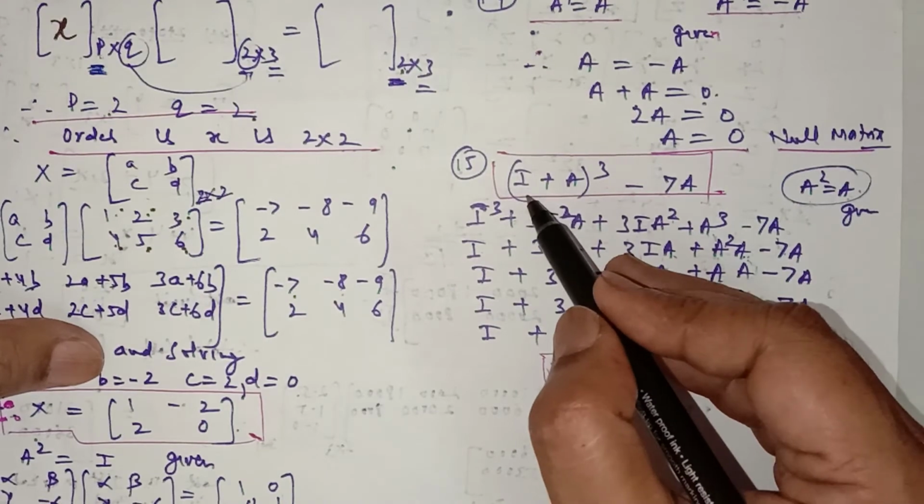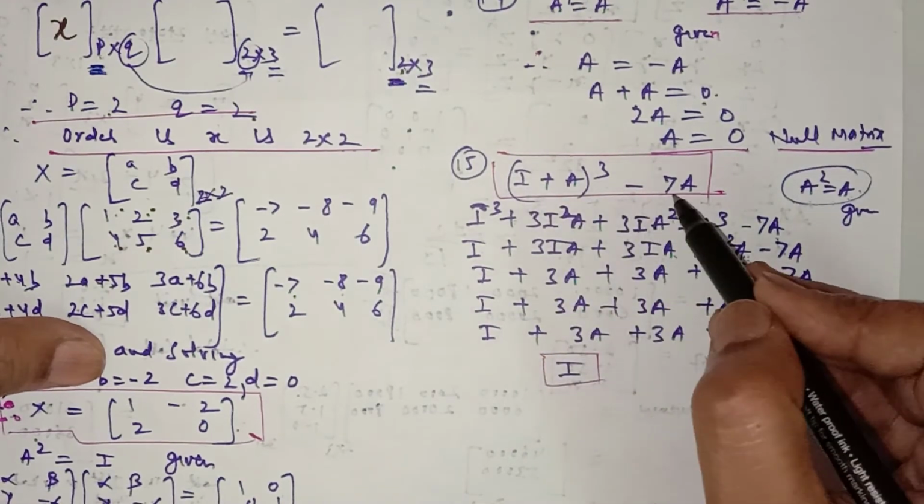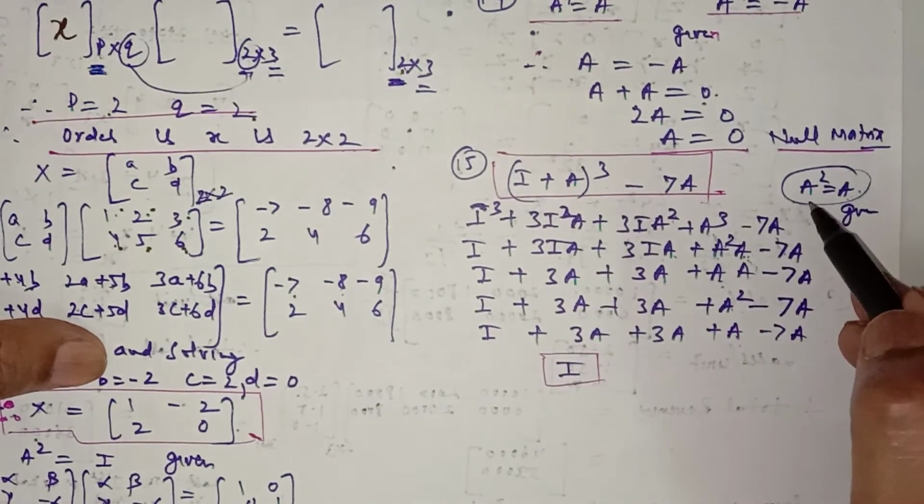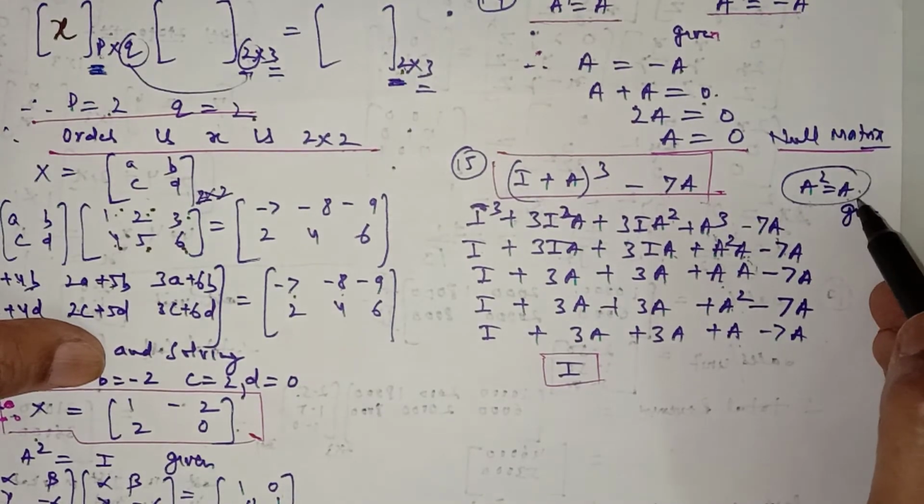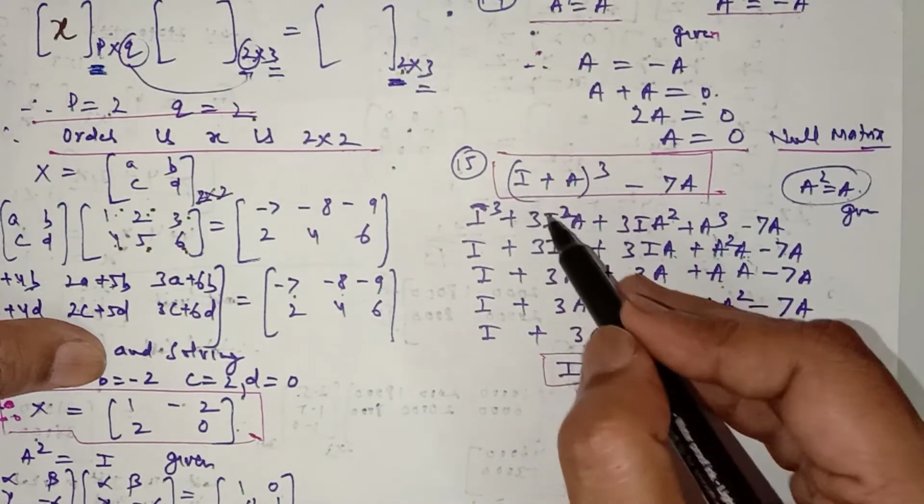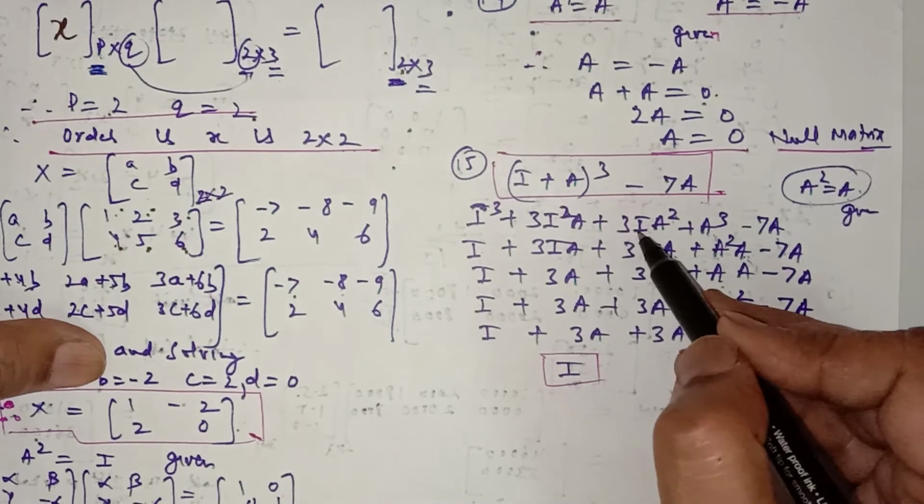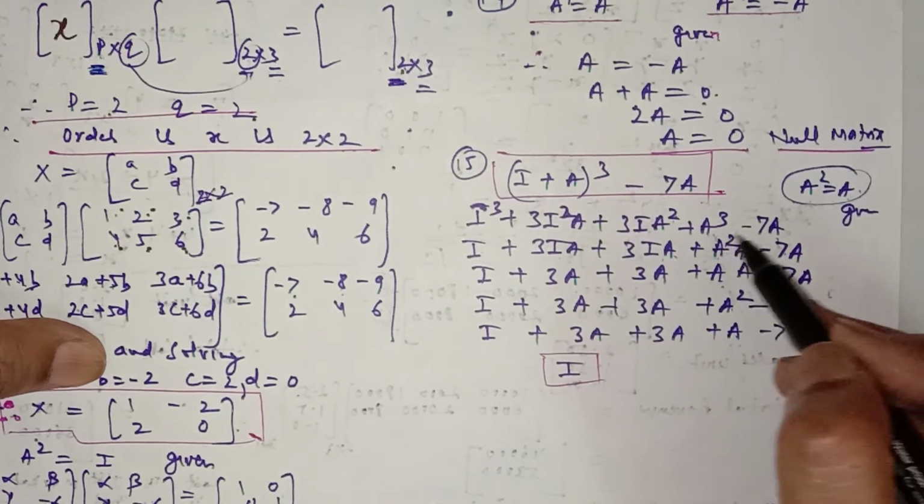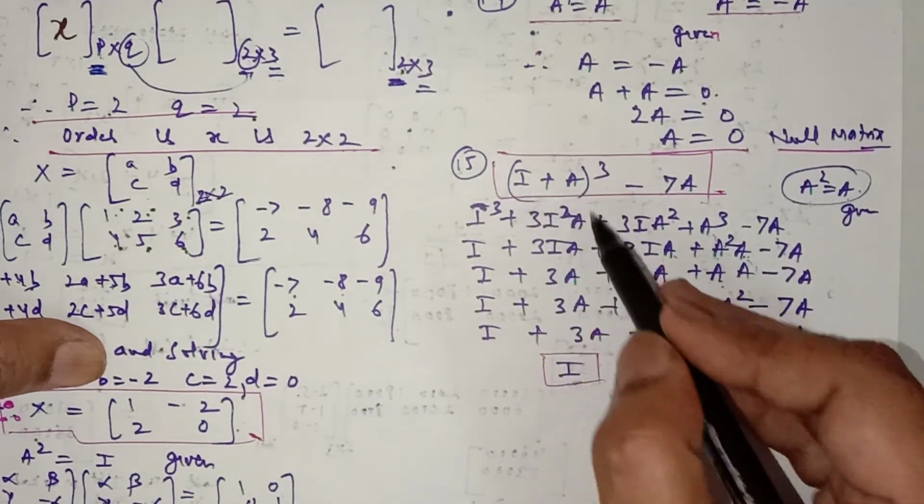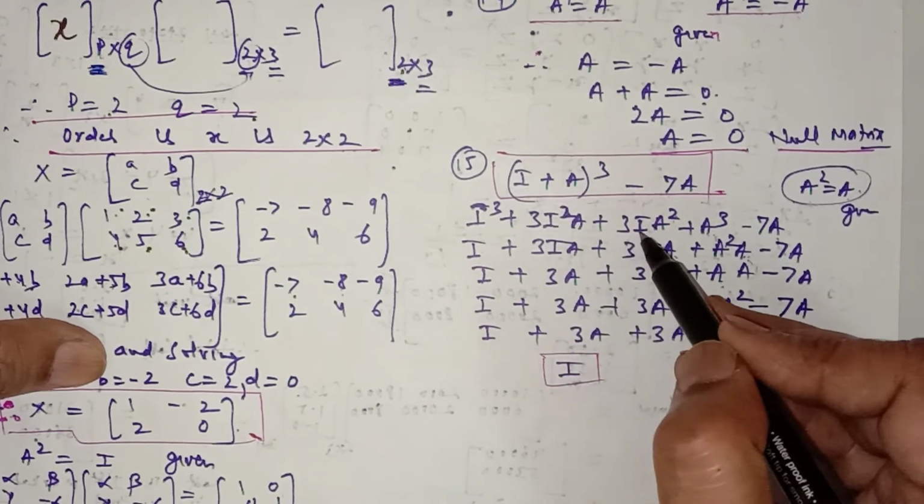Now in the last question of this exercise, you have to find the value of (I plus A) whole cube minus 7A, and it is given that A square is equal to A. To find the whole cube, we get I cube plus 3I square A plus 3I A square plus A cube, and minus 7A.